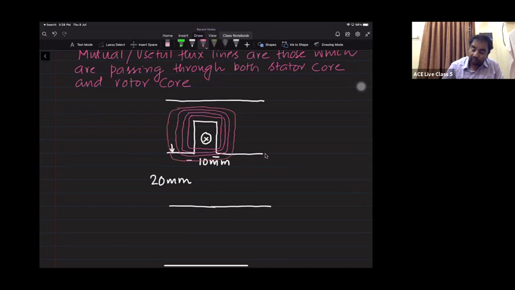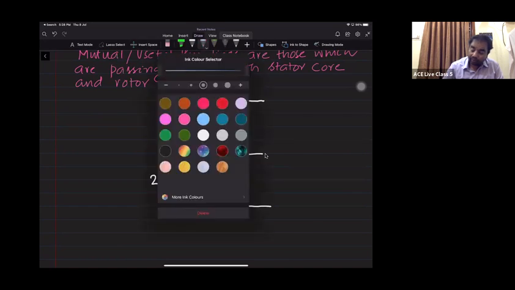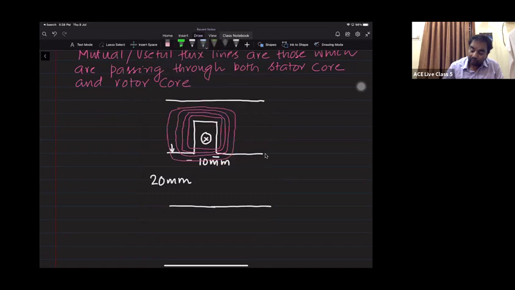So here one or two will go the other way, like this, right? So can I say in case of an induction motor, whenever you are increasing the air gap, what happened to the leakages? Leakages will increase. When leakages increase, by default what happened to the mutual flux lines? Mutual flux lines will decrease. When mutual flux lines decrease, the power transfer will also decrease.